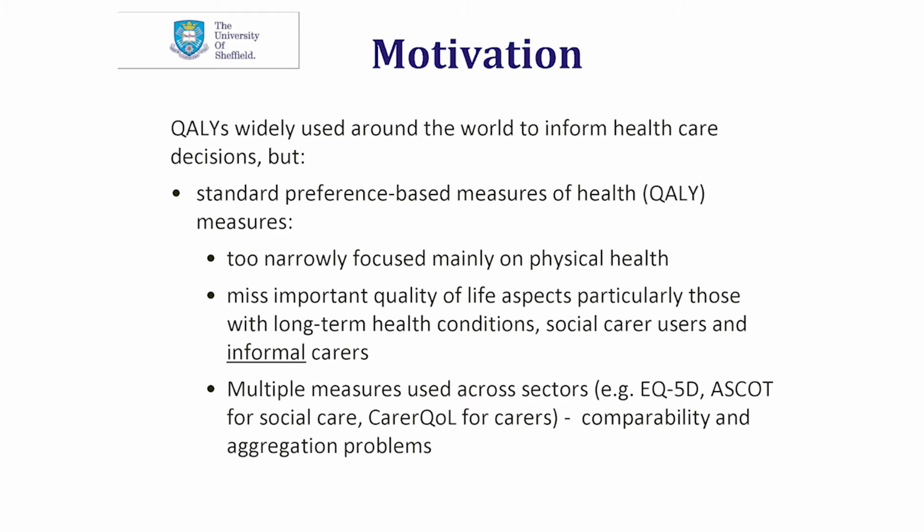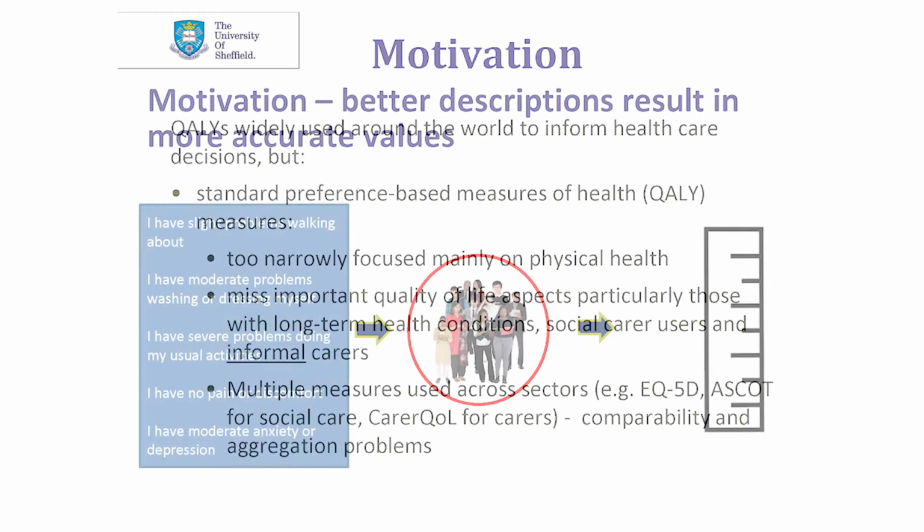Now, of course, there are measures for measuring things across these different groups. We have EQ-HWB, for example, in health. We have ASCOT for social care, and there is indeed a number of measures for the carer. But of course, using different measures across these different groups raises all sorts of problems of comparability, how you aggregate across them, and how you get an overall picture of the impact that you're having. So this was a key motivator for developing a new measure that was broader than the current health-based measures.